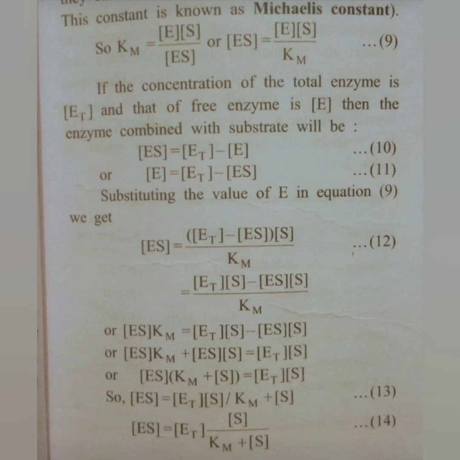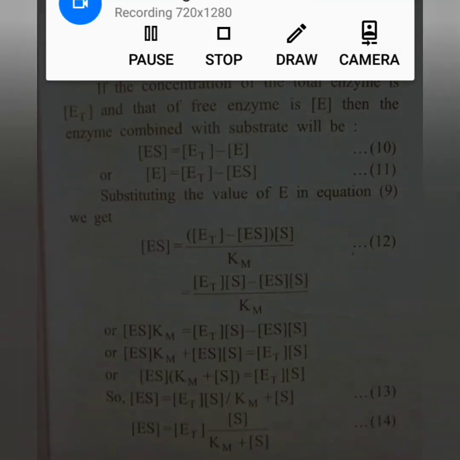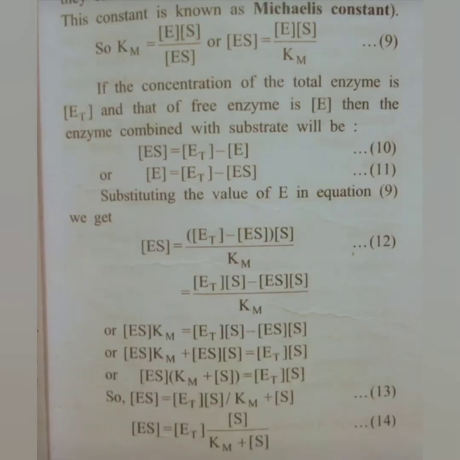So till equation 14 you have to do mathematical calculation. In the next line, what do you see? Now you can take this Km this side, so it will become ES into Km. So here I get only this one because I have already taken this Km this side.